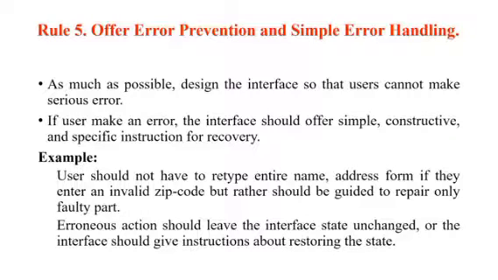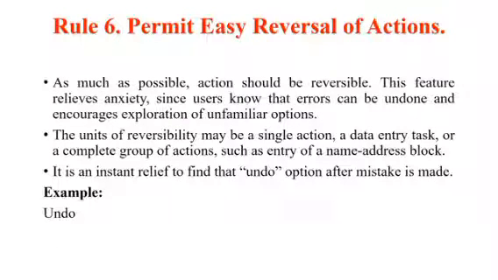Next, rule number 6, permit easy reversal of actions. As much as possible, actions should be reversible. This feature relieves anxiety since users know that errors can be undone, and encourages exploration of unfamiliar options. The unit of reversibility may be a single action, a data entry task, or a complete group of actions such as entry of a name address block. It is an instant relief to find that undo option after a mistake is made.